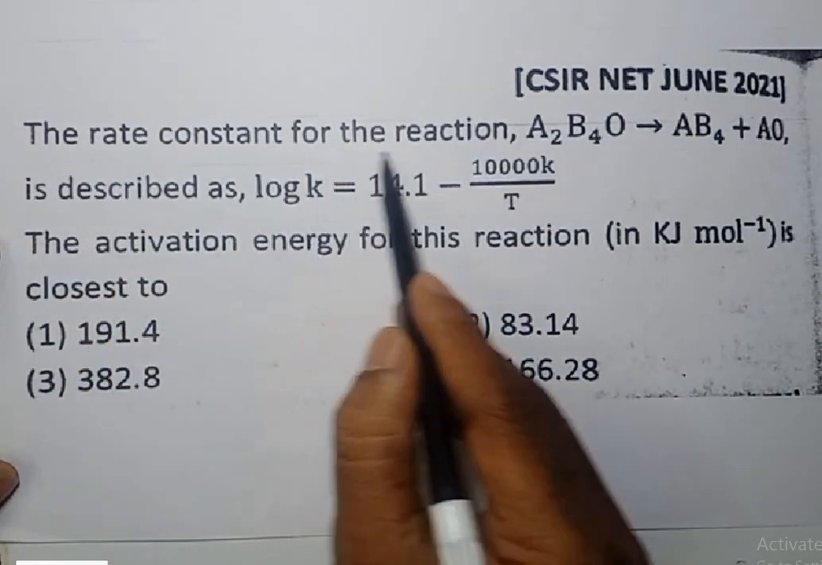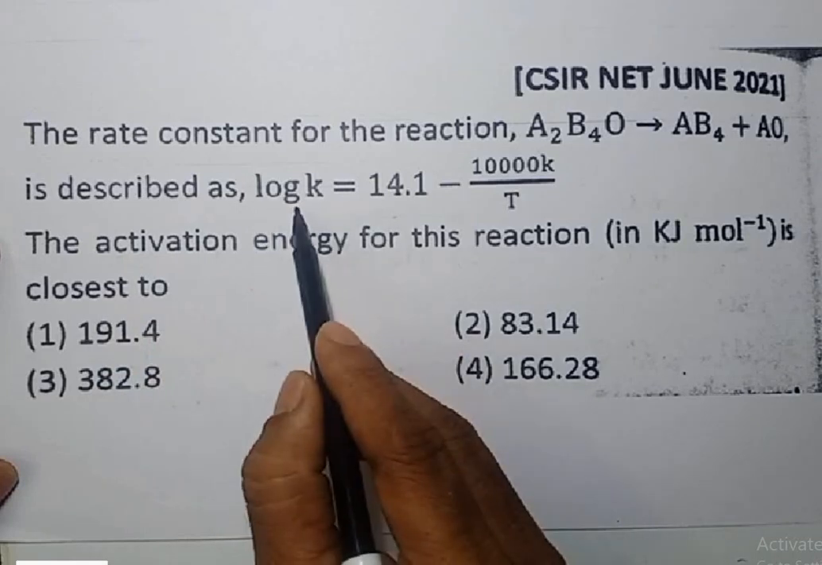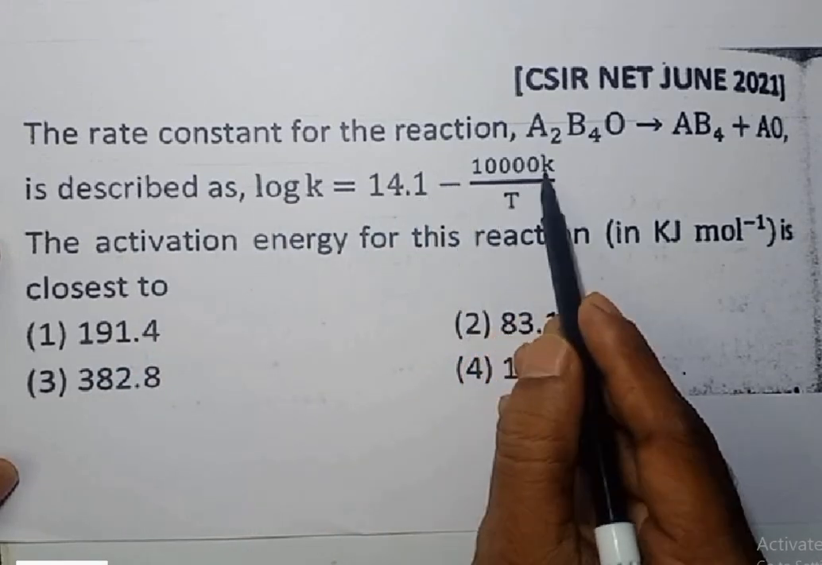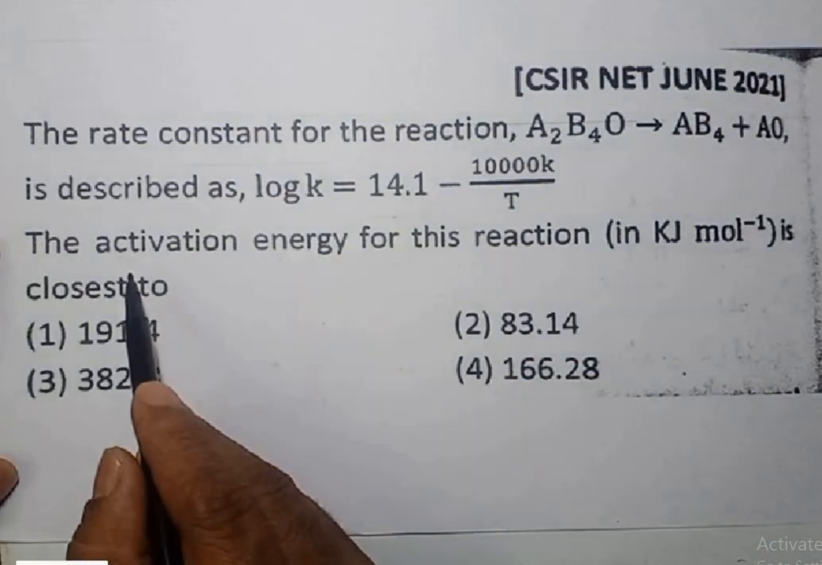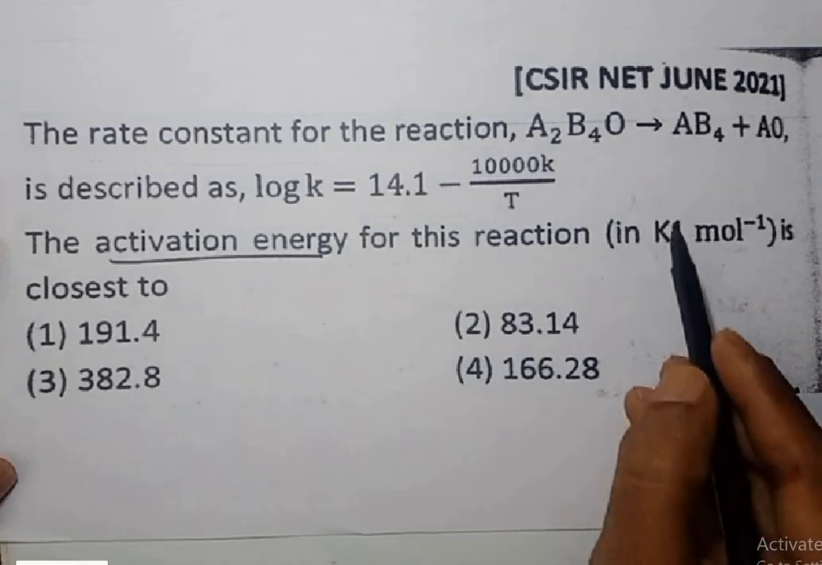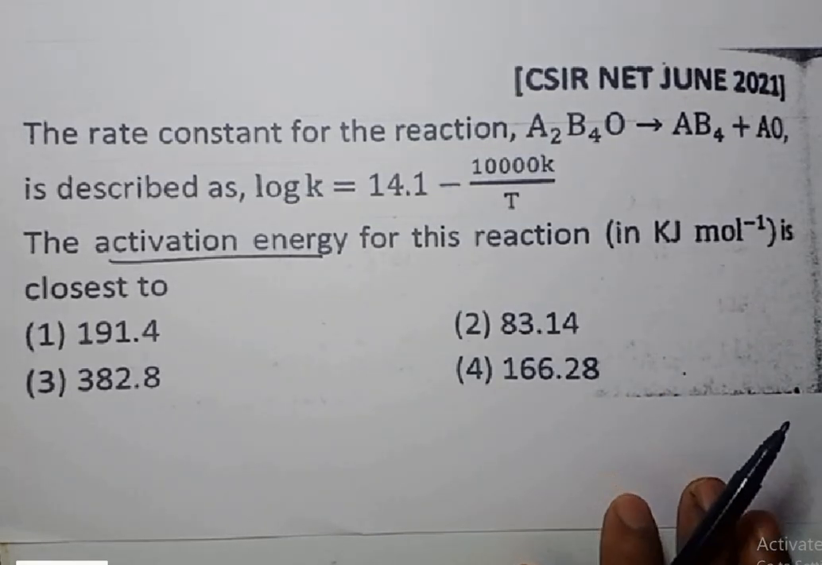The rate constant for some reaction is given as log K equal to 14.1 minus 10,000 K by T. The question asked here is the activation energy for this reaction in kilojoule per mole. How to do this?